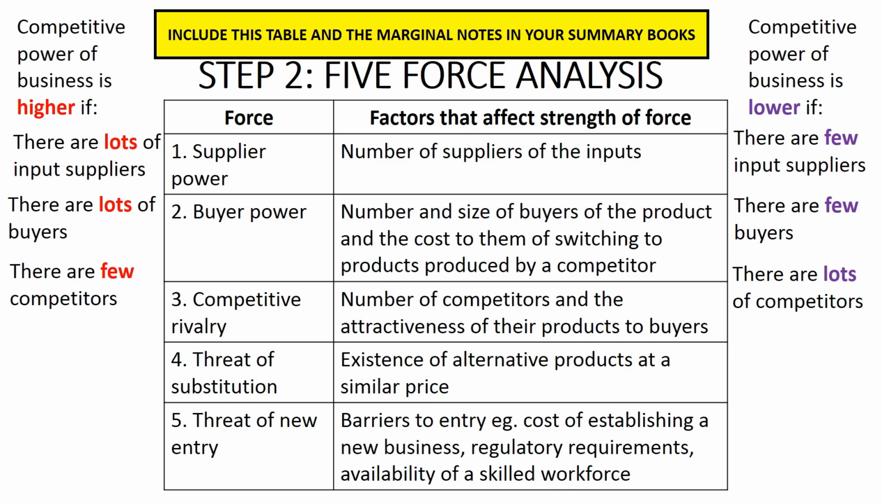The fourth power that we looked at was the threat of substitution. The main factor that affects the strength of the threat of substitution is the existence of alternative products at a similar price.